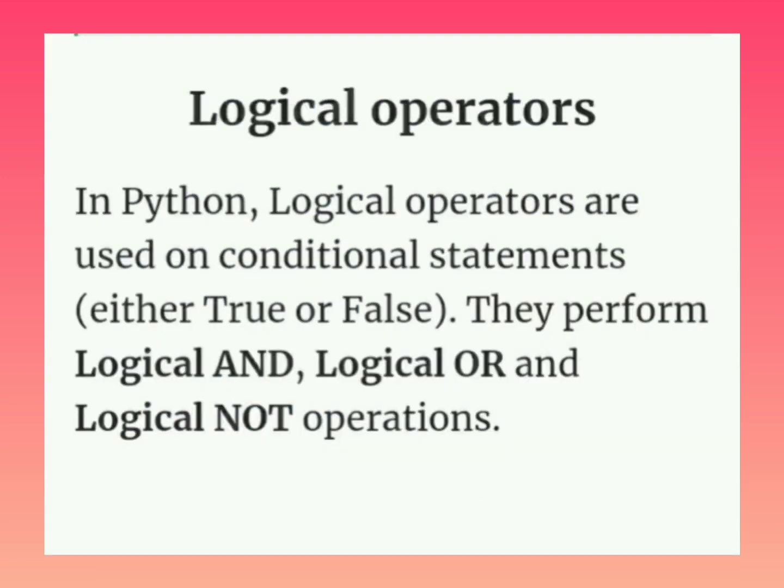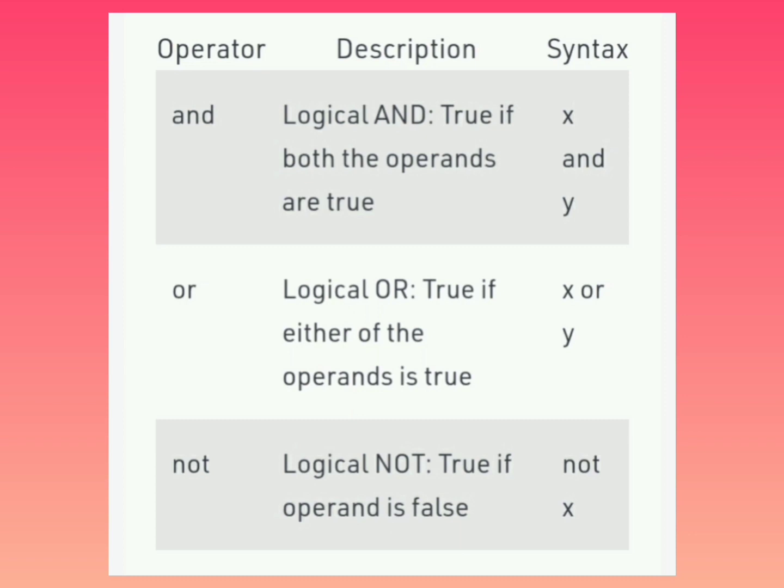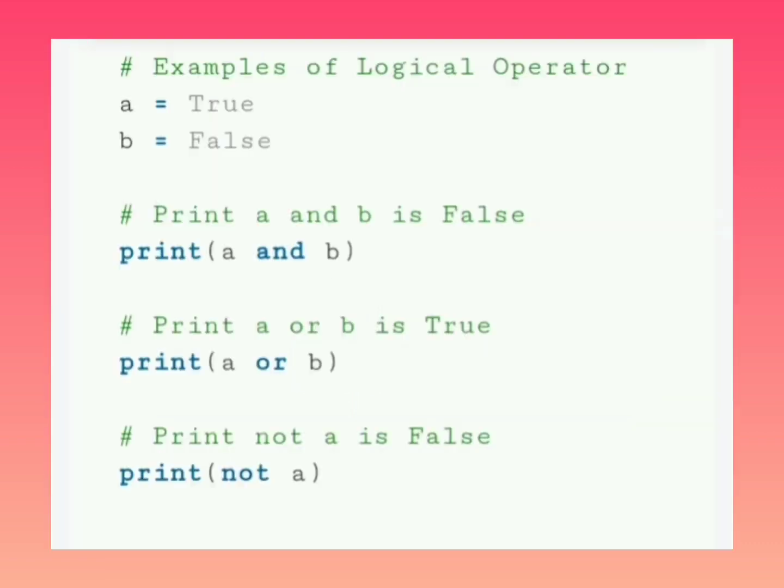Logical operators. In Python, logical operators are used on conditional statements. They perform logical and, logical or, and logical not operations. The operators are and, or, not. And is logical and: true if both the operands are true, syntax x and y. Or is logical or: true if either of the operands is true, x or y. Not is logical not: true if the operand is false, not x.